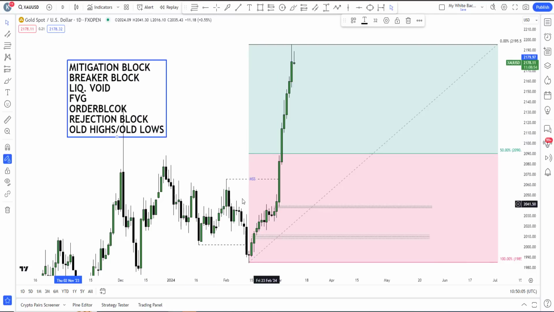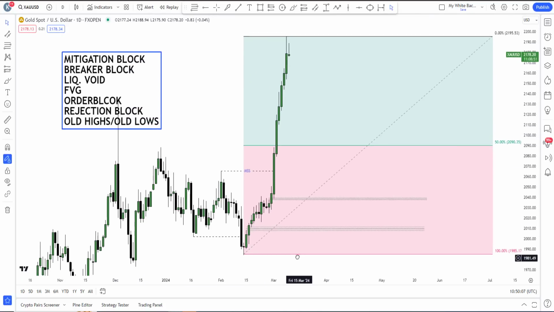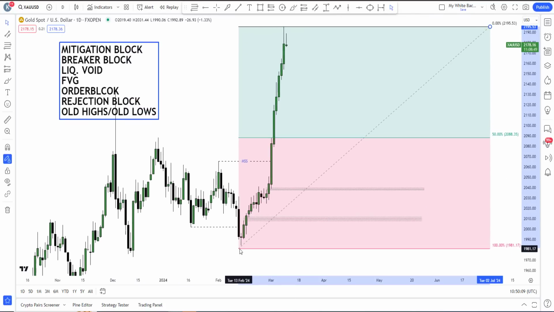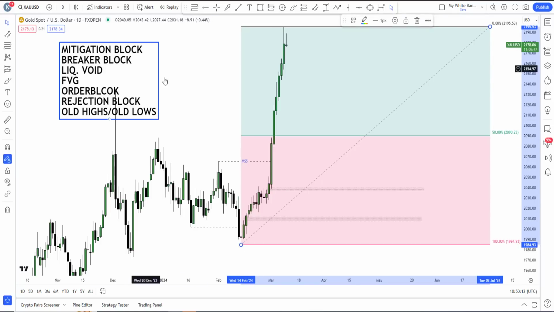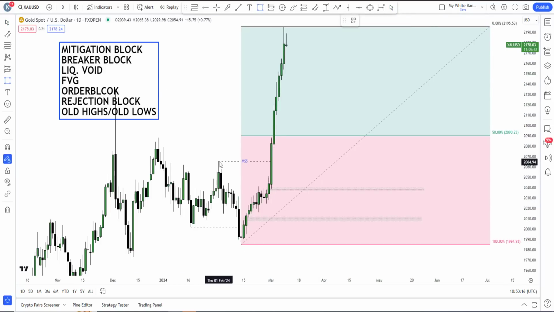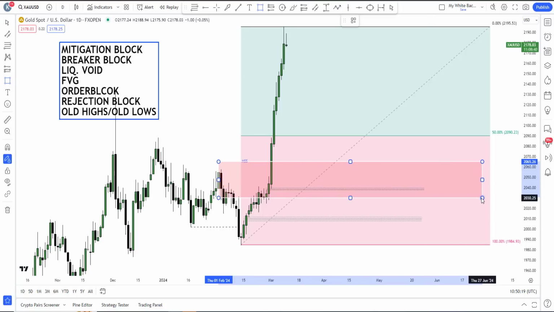So what do you see here? As price comes, immediately when price enters your discount area, you begin to look out for this. Do you have a mitigation block? No. Do you have a breaker? Yes, you have a breaker. So this should be your point of reference as price is coming down.